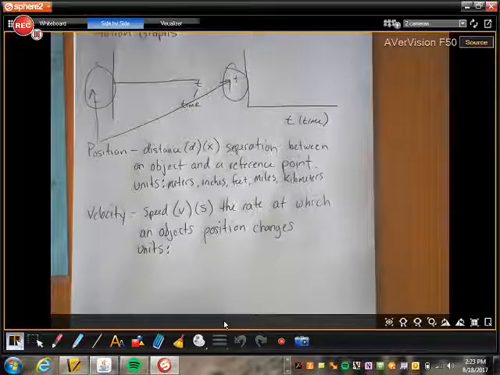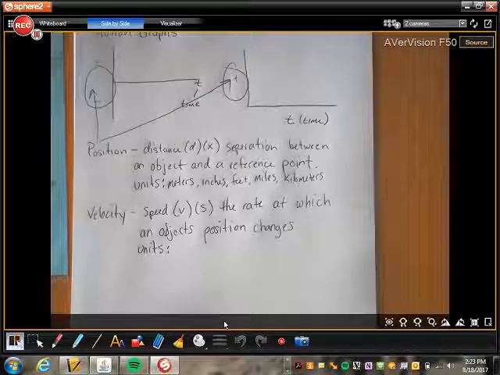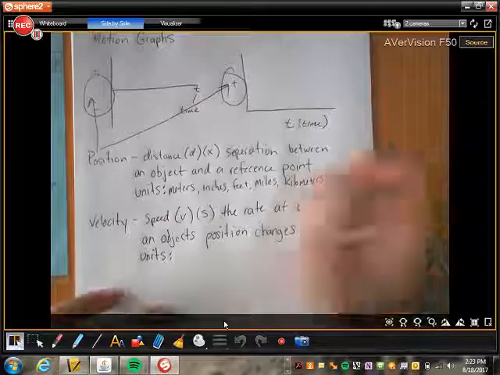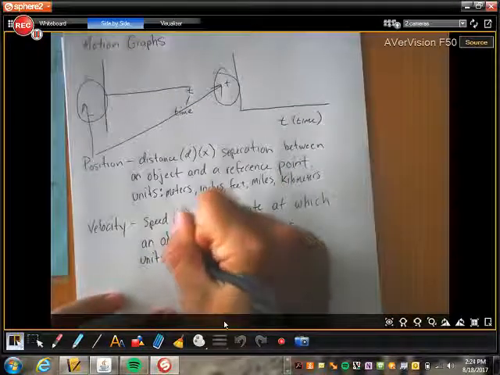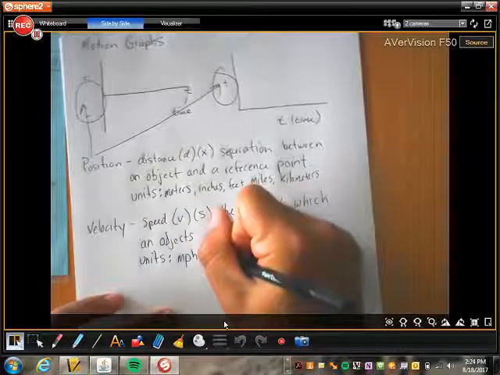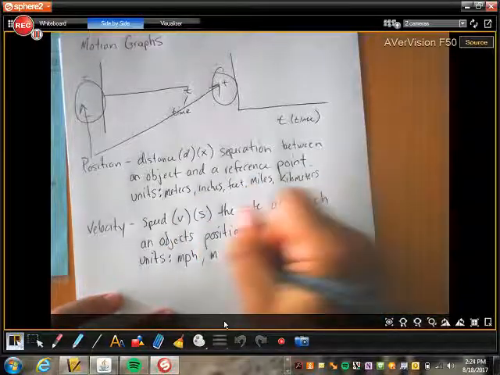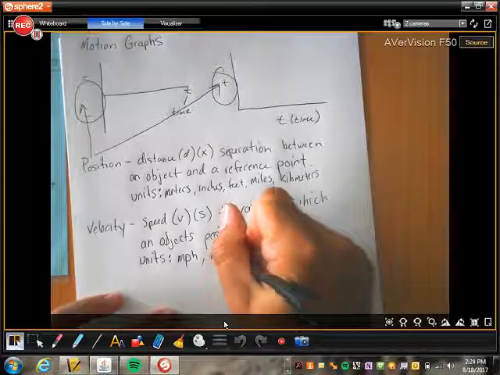The rate at which an object's position changes, so velocity. So it's speed, right? What kind of units do we use for speed? MPH is miles per hour. The one we're going to use in here mostly is meters per second. I'm going to circle that one.